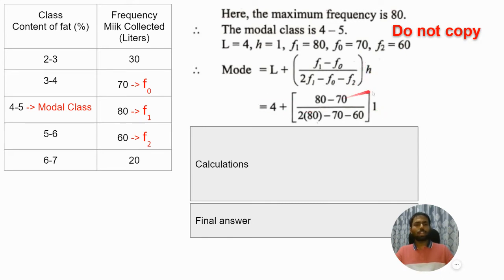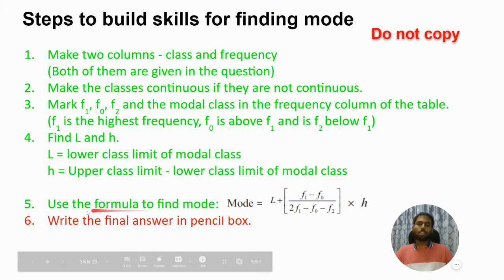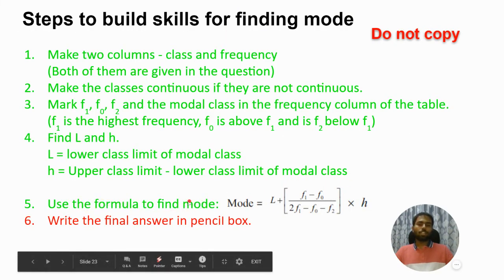So once you have substituted, now we'll do the calculations, right? So 80 minus 70 will be 10. 2 into 80 will be 160. Minus 70 minus 60 is 130. So 160 minus 130 will be 30. So 10 upon 30, 1 upon 3 आ जाएगा यहाँ पे. 1 upon 3 is 0.33. So 4 plus 0.33 is 4.33. Okay. So we have used the formula to find the mode.